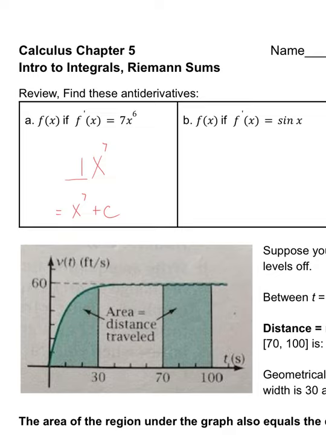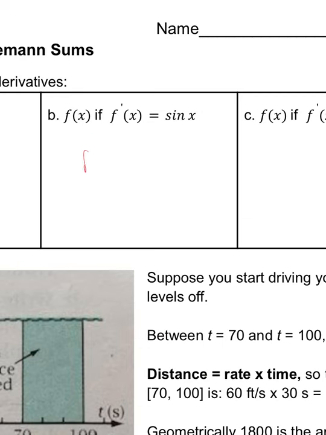Let's go to the next one. Okay, what function do we take the derivative of and get a sine? Well, it has to be cosine. But we know that the derivative of the cosine is negative sine, and we need a positive sine. So if we just put a negative 1 out front, that will come along for the ride, and you'll be set. Negative cosine of x plus c.